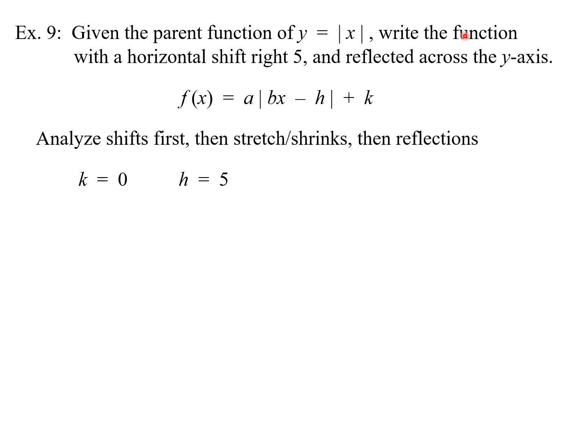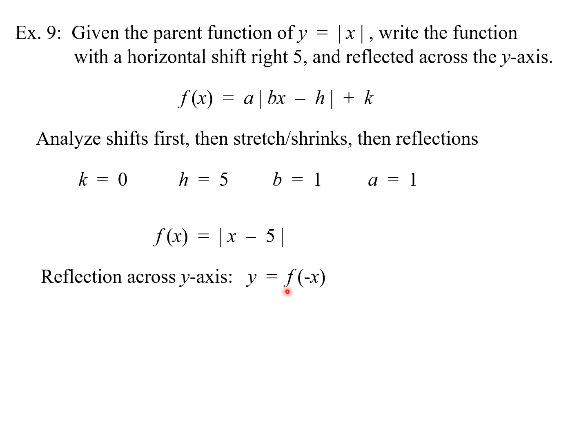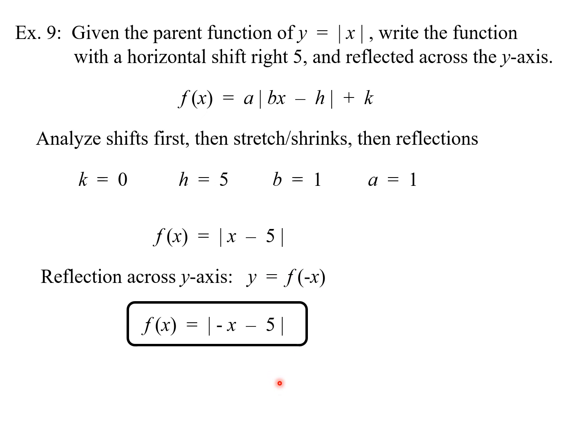Horizontal stretch, I don't see a horizontal stretch. Vertical stretch, there's no vertical stretch either, or shrink, so A is equal to 1. And so inserting it into our general form, we would get this. But then it's reflected across the y-axis, so that involves putting a negative sign within the parentheses, so make x negative x. And there's your answer.